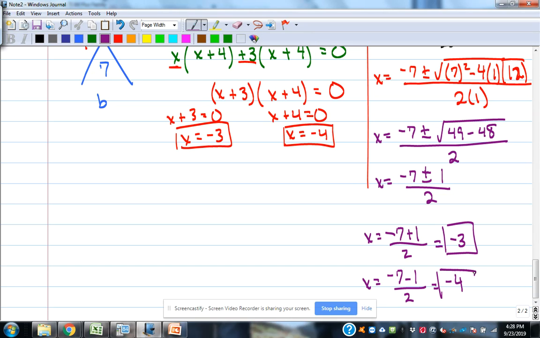Again, same answers I got by factoring. With the quadratic formula, it should not be different. But again, the quadratic formula always works. Factoring doesn't always work. So be careful about that.